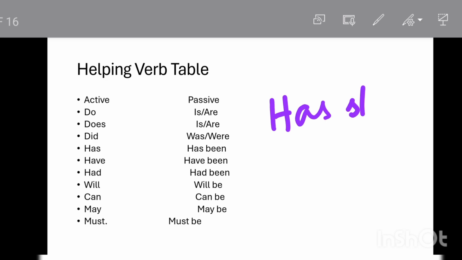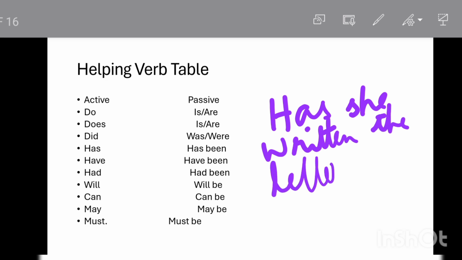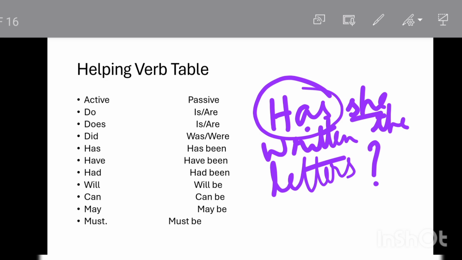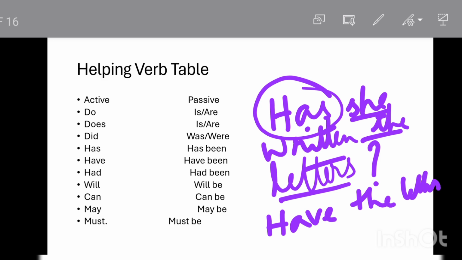For example, let me give you one example here. Has she written the letters? Now the question is starting with has because the subject is third person singular. But when you bring the object, the letters, it becomes plural. So you have to write, have the letters been written by her.